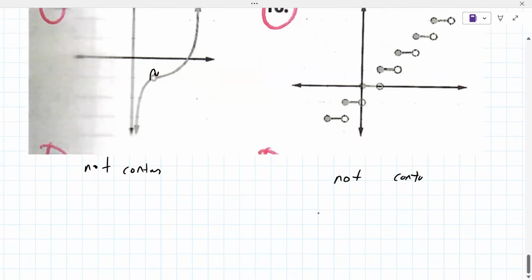And you do the next two. They're both not continuous. Good. Okay. That's a big thing. You're going to get some questions on your test about that.